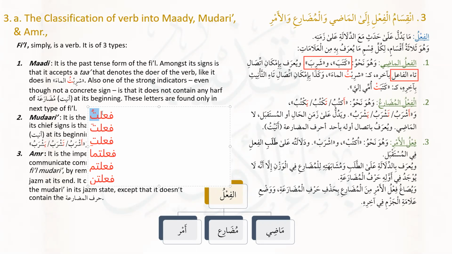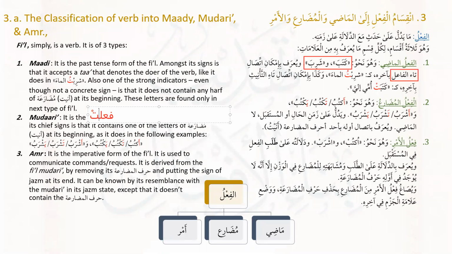It is possible that the ta would be attached to the end of the fi'l. Likewise, يا إخوان and يا أخوات, one of the علامات of a fi'l madi is that you can attach to it تاء التأنيث. What is تاء التأنيث? تاء التأنيث is the ta that is found at the end of a fi'l to denote that the doer of the fi'l, the fa'il of the fi'l, is someone who is feminine. So فعلت، ذهبت، ركبت. If you can attach a تاء التأنيث at the end of a fi'l, that means that fi'l is fi'l madi. Now let's take some examples.